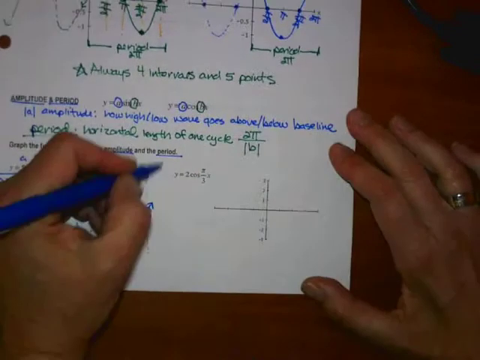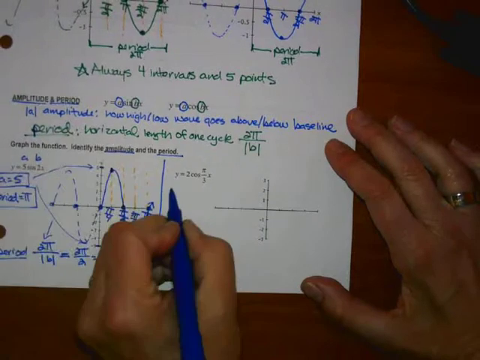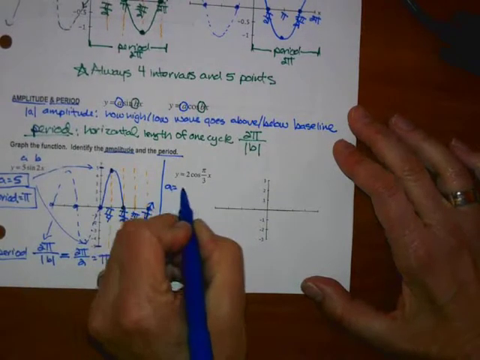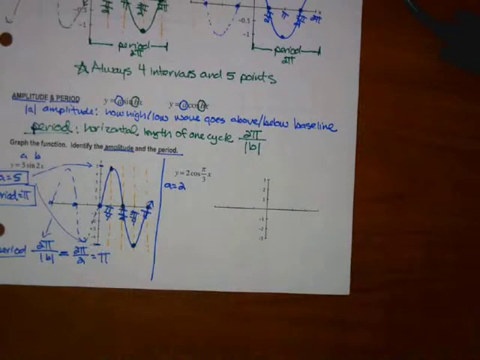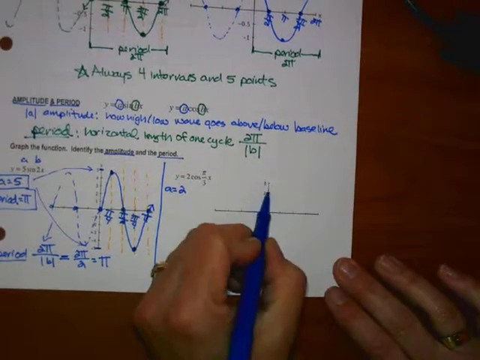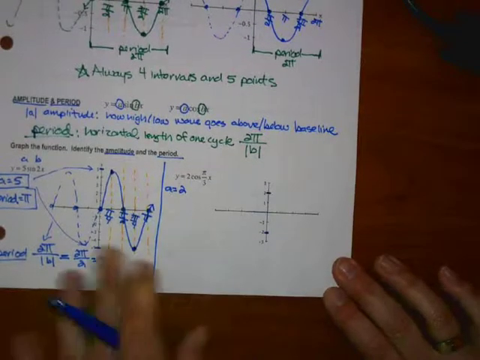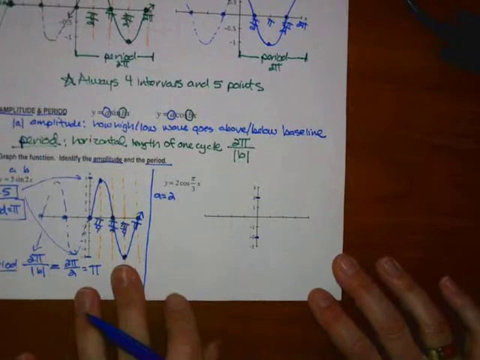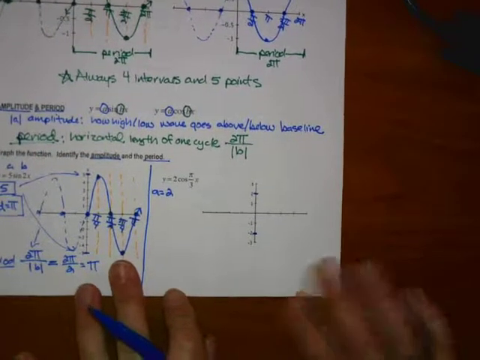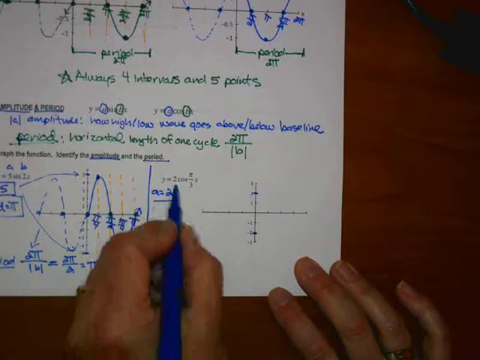Okay, so let's do this one. Same thing. What's A? What's the amplitude? What would you do right now on your graph then? Mark 2. Mark 2 up and 2 down. So why is there 3 if you're only going up 2? Just to make it easier to look at. All right, A is 2.